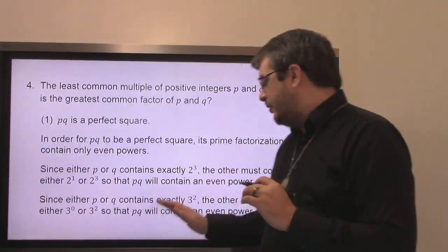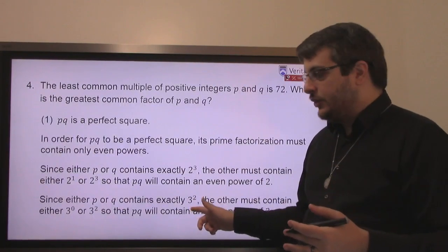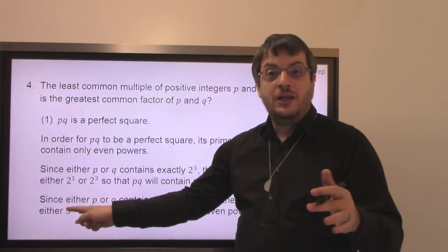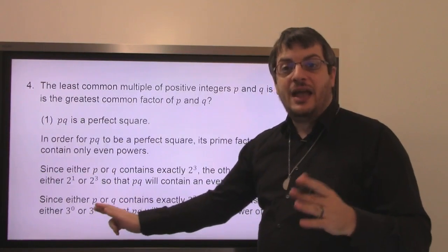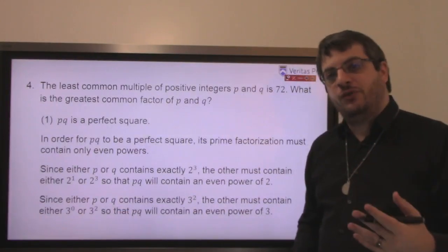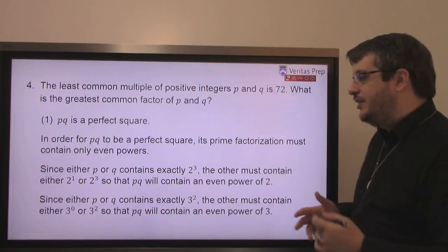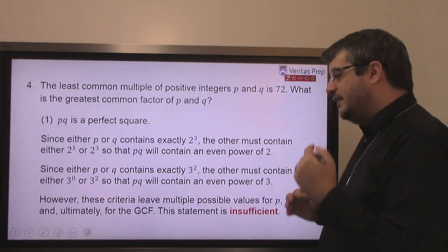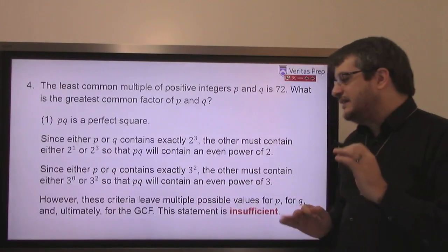And in a similar manner, I need an even power of 3's. I've already got an even power of 3's, 3 squared, so I could just add nothing to it. I could just put 3 to the 0 in the other number, no 3's at all, and I would still be fine. Or I could throw 2 more 3's in the bag, and that's fine too, because then I'd have 3 to the fourth, and that is still an even power. The problem is, in each of these cases, I have 2 different options, and they're going to produce different values for the greatest common factor. So this is insufficient.